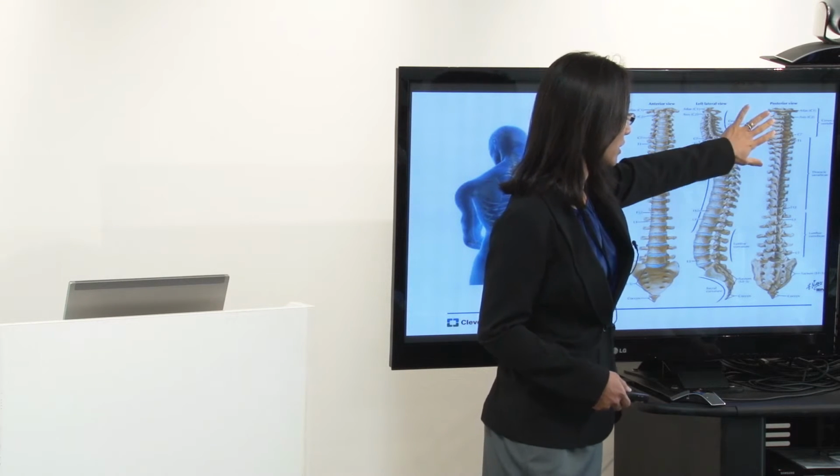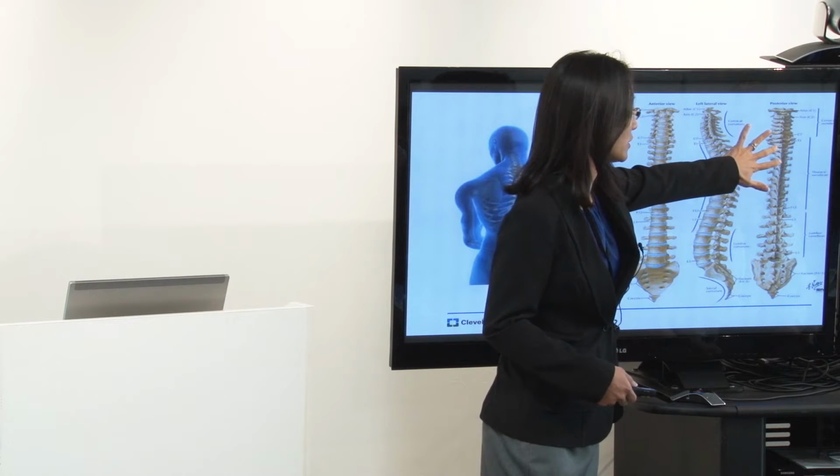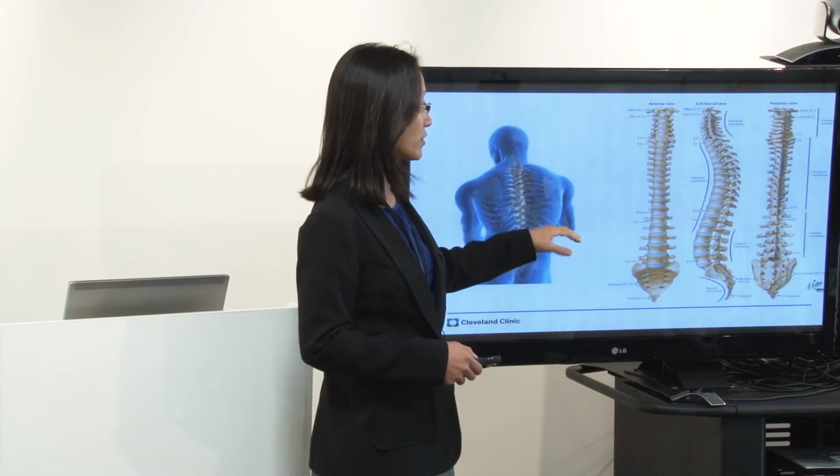And then this is just where it looks in the back, so that when you touch your spine and you can feel, these are those little bones in the back that you're feeling and touching. And that's just kind of the overall overview.